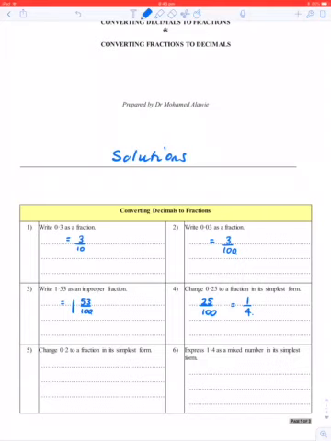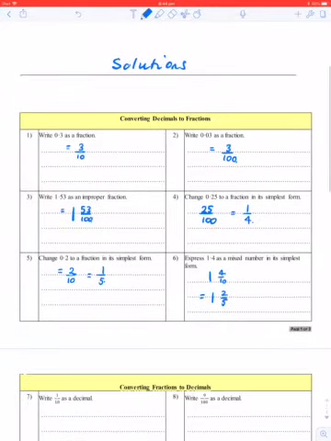Question 5, change 0.2 to a fraction is simply 2 over 10. And again, this can be simplified further to 1 over 5. Question 6, express 1.4 as a mixed number in its simplest form. Same as question 3, we leave the 1 alone, and we change the 0.4 to 4 over 10, and that then simplifies to 1 and 2 over 5, and that is now complete.